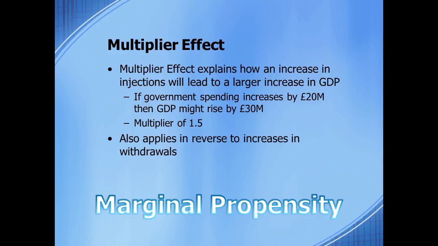So if we think about the multiplier effect, the multiplier effect explains how an increase in injections will lead to a larger increase in GDP. So if the government spending increases by 20 million, then GDP might rise by 30 million if there's a multiplier effect of 1.5, and this can also apply in reverse to increases in withdrawals.